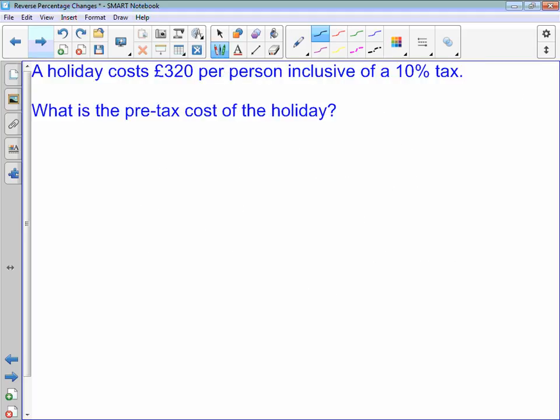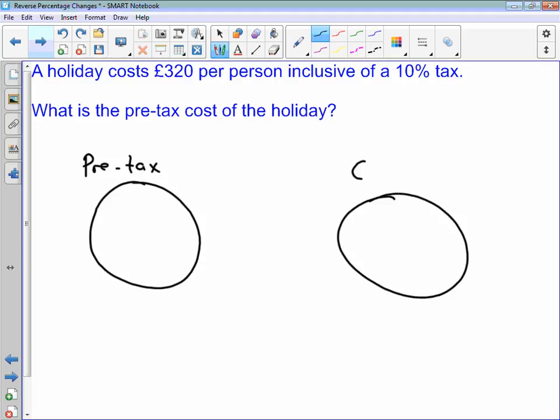Now we're going to look at one where we have to consider the percentage that's been increased. So a holiday costs £320 per person, inclusive of a 10% tax. We want to find the pre-tax cost of the holiday. So we consider the pre-tax cost and the actual cost of the holiday. We know that that is £320.